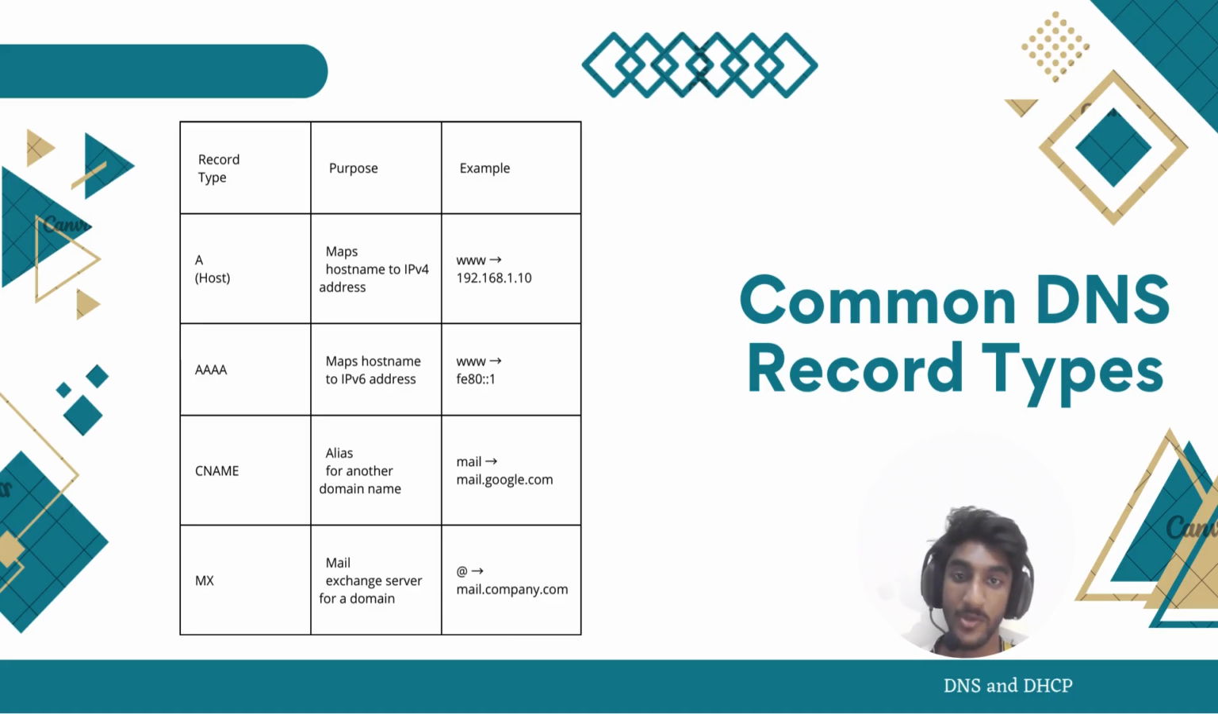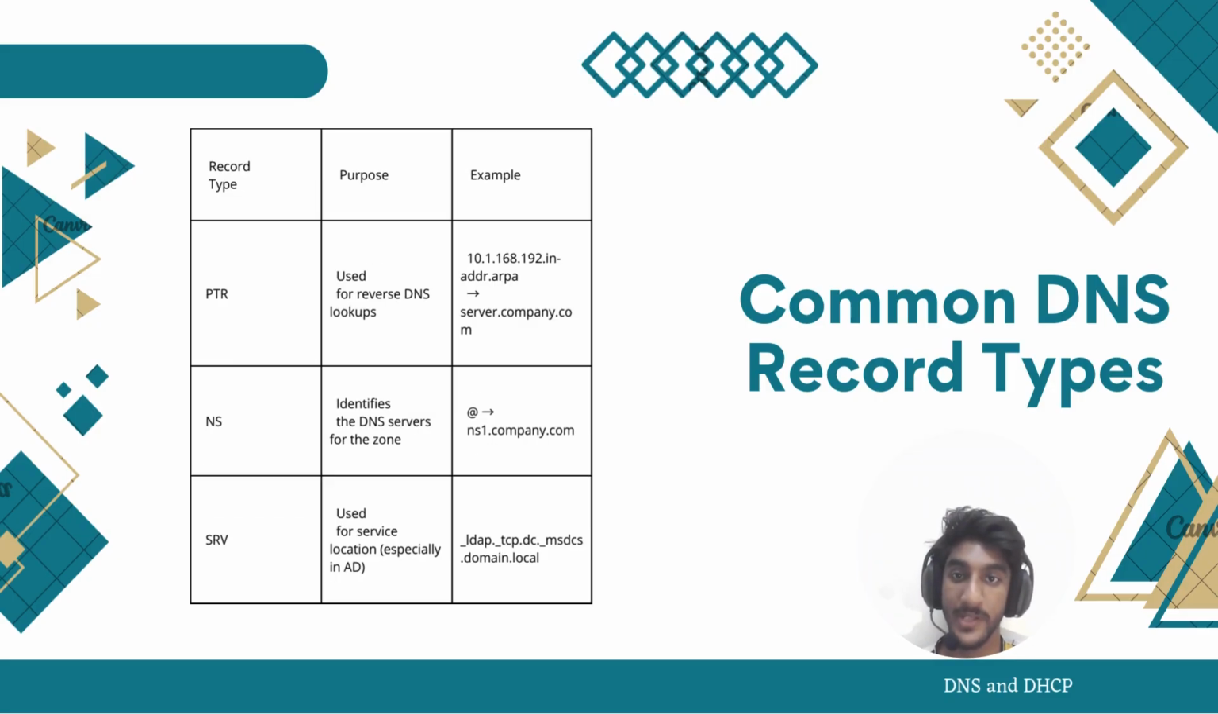For example, we have www. It converts it into FE80::1. For the third one, we have CNAME, which is an alias for another domain name. For example, we have mail. It converts the mail into mail.com or mail.google.com or etc. Next, we have MX. MX's purpose is to be the mail exchange server for a domain. For example, if we type at, it converts it into mail.company.com.